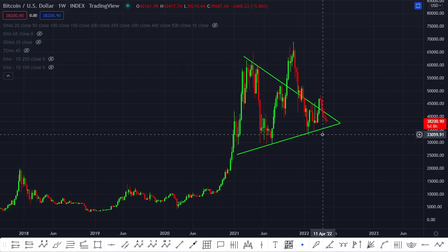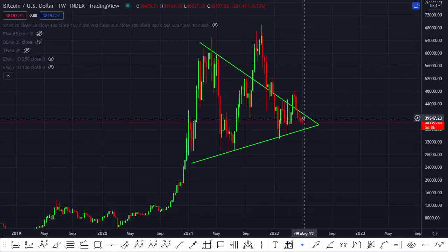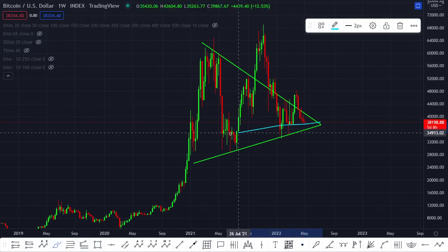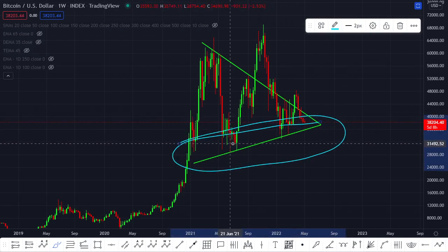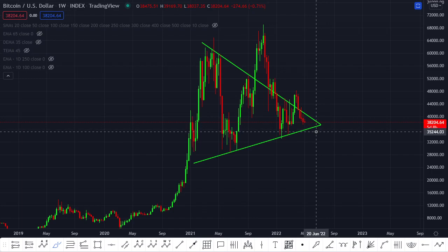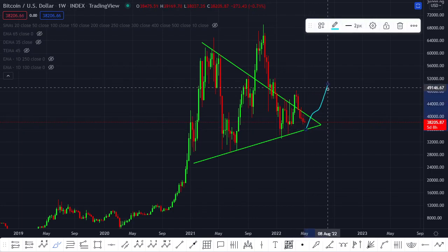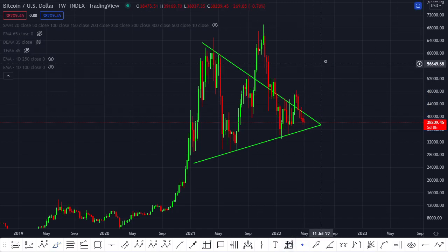But right now, it's getting very, very interesting because, like I said, we are at the apex of the triangle. We're nearing it. So the breakout is bound to happen in May. Usually May is a very bad month for BTC, but if we're able to hold this trend line during May, before the start of the next month, then there will be a nice bullish upside towards those highs.